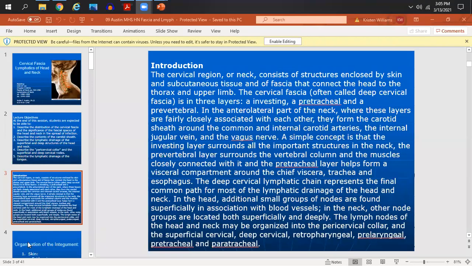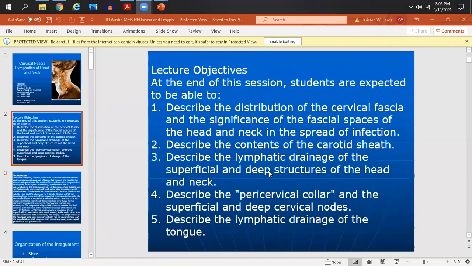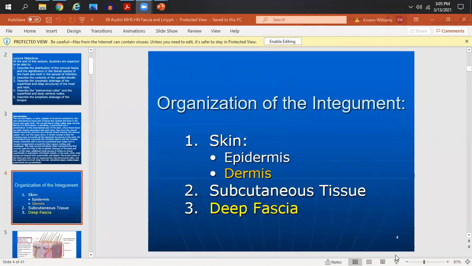So again, we can see in this picture, here is our epidermis, which is the most superficial. We can't see your screen. Oh, we can't? Okay. Here, I will exit out and start over again. What about now? Yes. Okay, great. So let's start that over again.